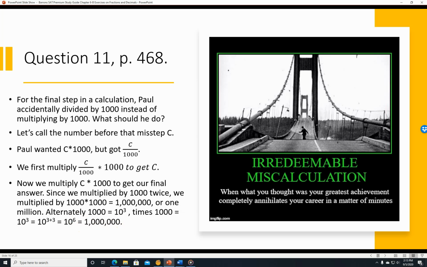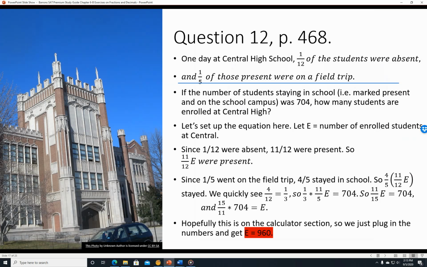All right, irredeemable miscalculation. This is a bridge, I think it was in Washington State or whatever. It basically blew down very shortly after it was built because unfortunately the wind got it to shake at just exactly the right vibration, harmonic point, the natural oscillation that would cause it to fall apart. So this is that one where you can see the old-fashioned cars on it and the thing's shaking apart. So what you thought was your greatest achievement completely annihilates your career in a matter of minutes. So make sure you get your calculations right when you're working on things.